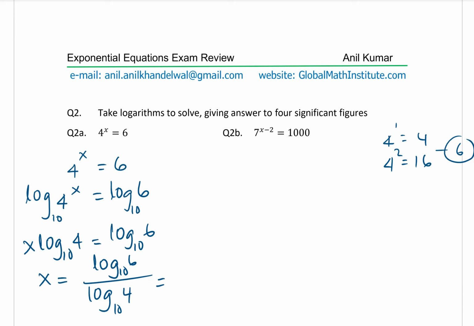If it is an exact value, in that case, you will leave it right here. Now we want to write the answer to 4 significant figures. So let's calculate using the calculator. On the calculator, you have this log function, which is to the base 10. So I'm calculating log of 6 and then dividing this by log of 4. And what I get here is equal to 1.29248. We need to round our answer to 4 significant figures, right?